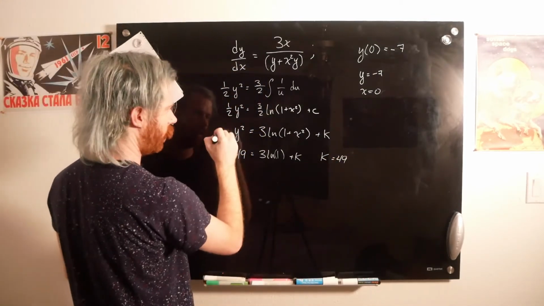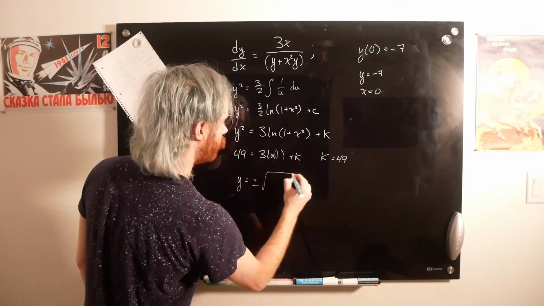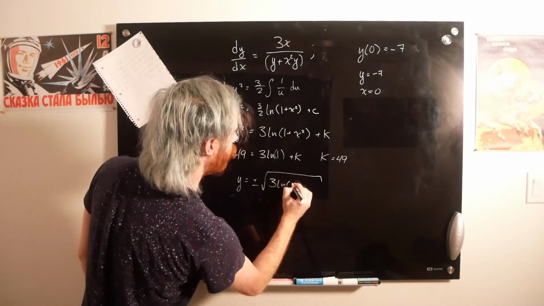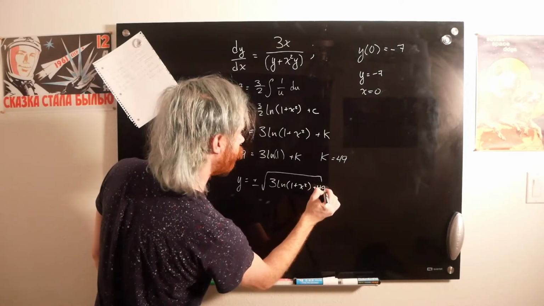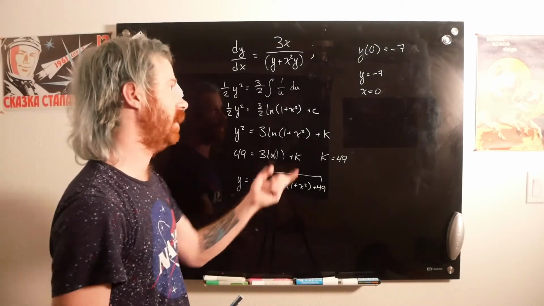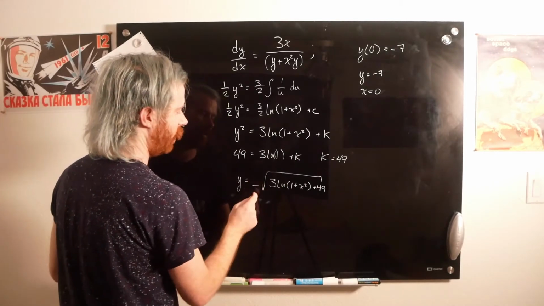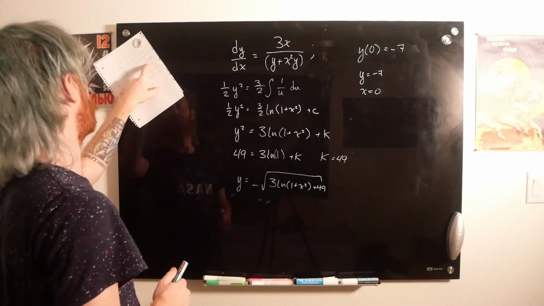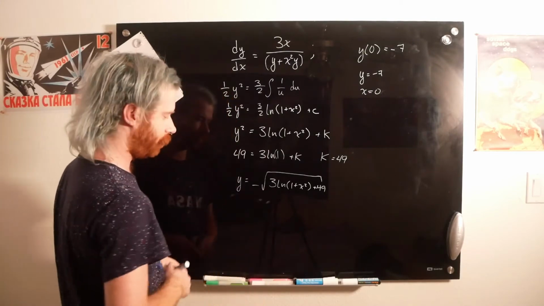So now let's take the square root of both sides of this. We're going to have y equals plus or minus, and if you're ahead of me, bear with me, the square root of 3 ln of 1 plus x squared plus 49. Now, is it going to be the positive or the negative root? It's going to be the negative root because of this initial value. So we're not interested in the positive root. This is going to be our answer. Let me make sure I'm right. Yep, okay, cool. So this is our answer.